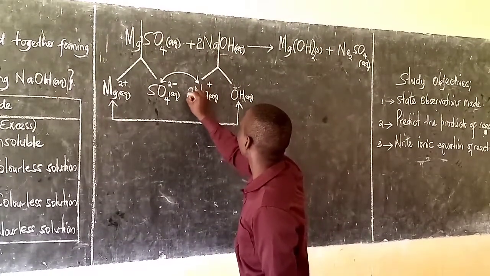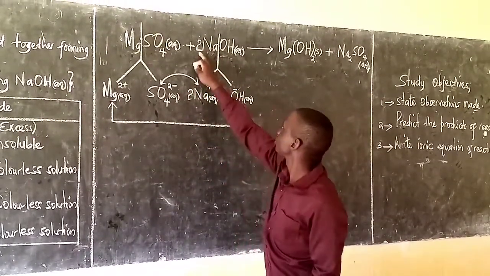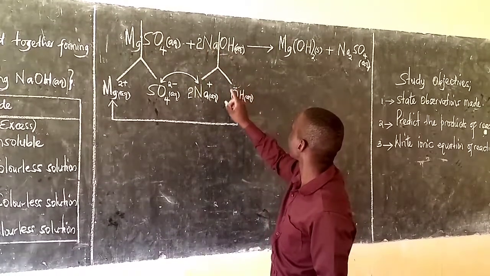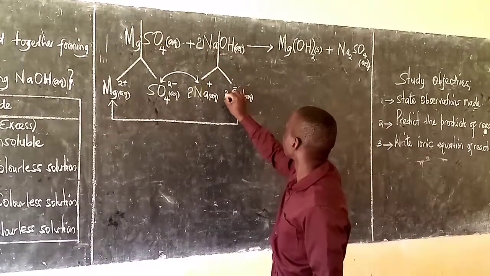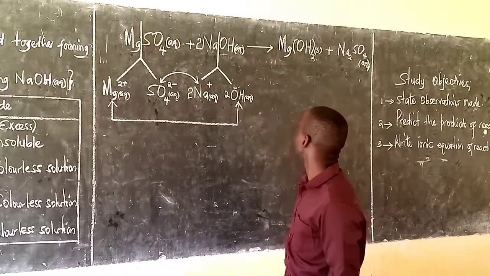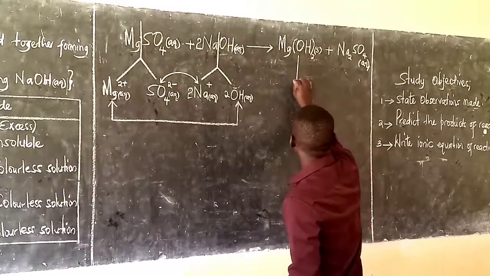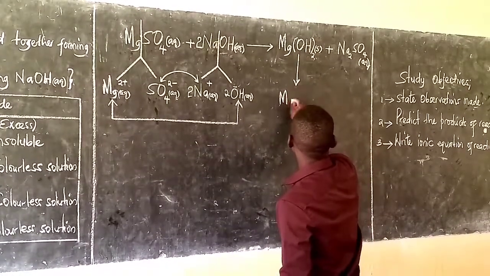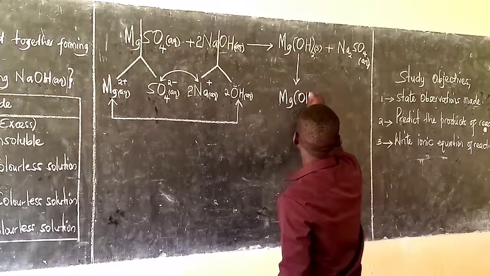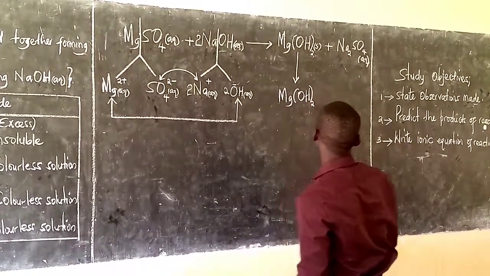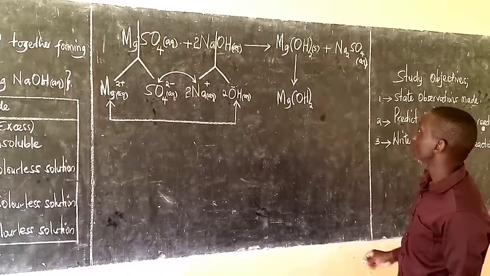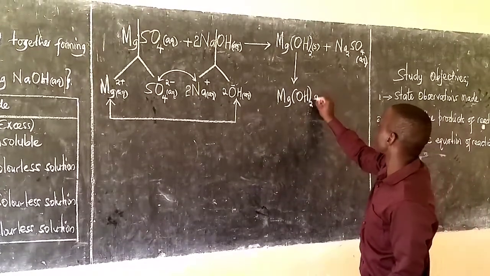are how many? They are 2. And if 2 is here, the hydroxide atoms, the other radicals are also 2. We put it there. This one remains the way it is. Don't forget, we are on the third objective of writing the ionic equation. This one remains the way it is as a solid.